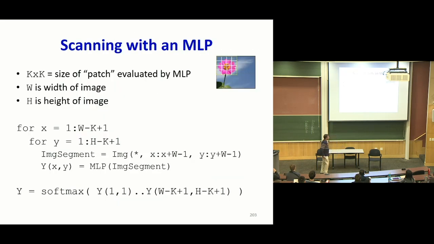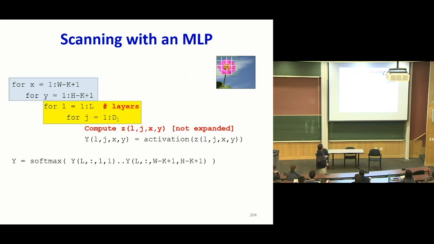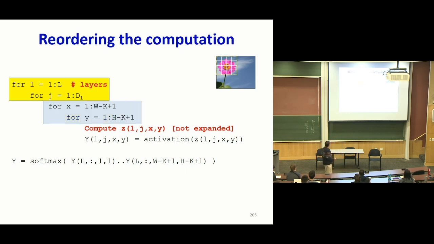So here's some pseudocode which should convince you of why this is the case. Here's what the basic scanning looks like. You're going over the entire image. At each location, you're pulling out a block, and then you're classifying that block and putting all of the outputs through a softmax. So if you look at what's happening within this one over here, you're pulling out the block, and then you're going over the layers, and then you're going over each of the neurons, and then you're performing your affine computation and then putting it through an activation.